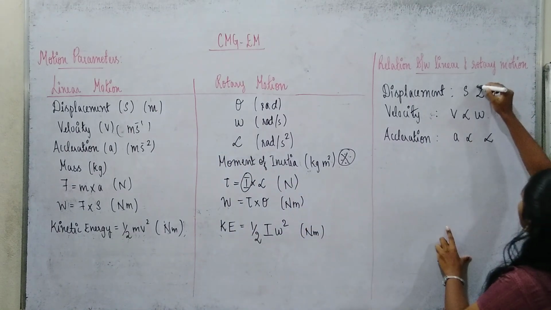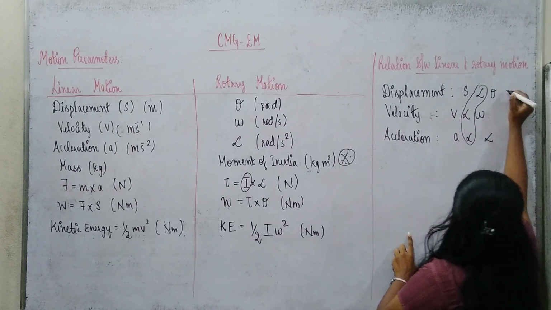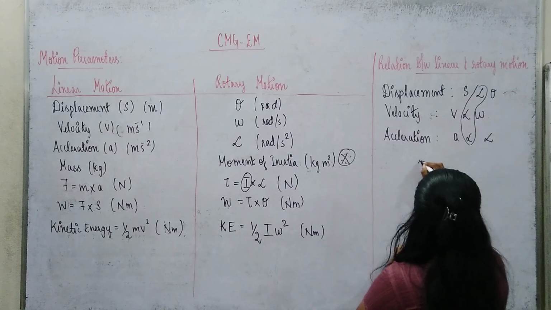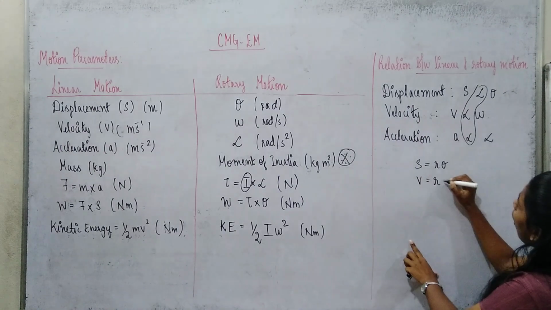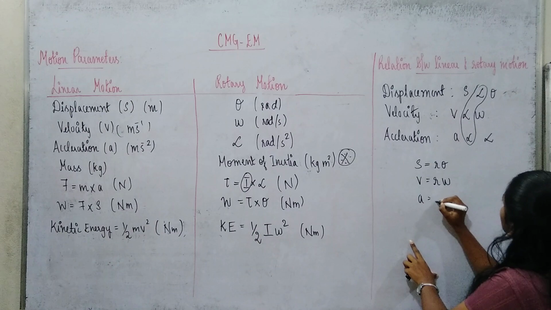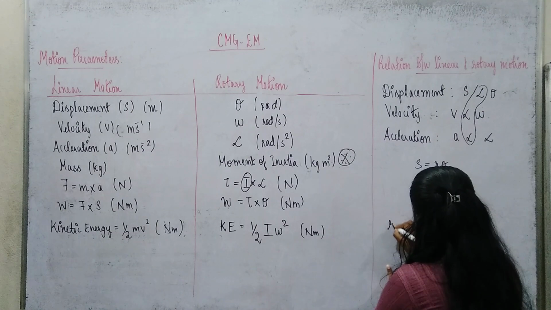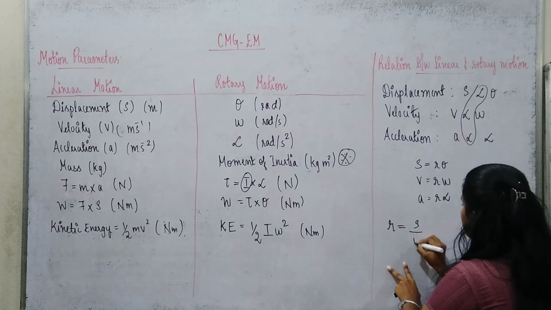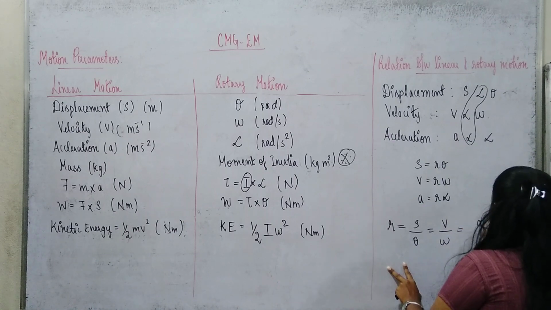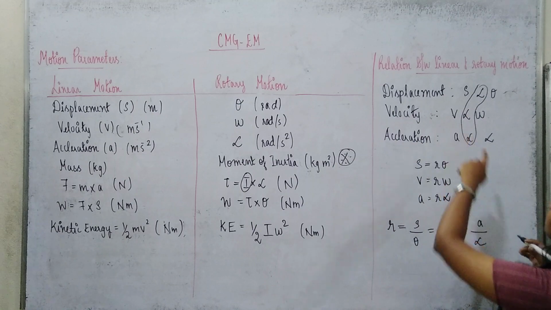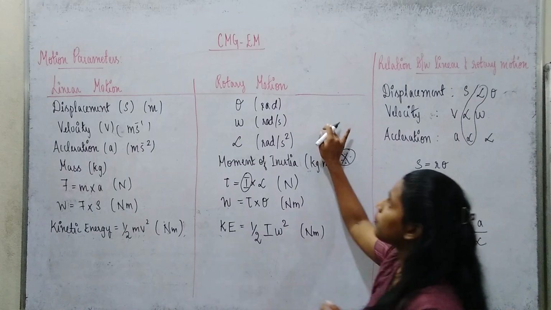So in order to remove this proportionality constant, we'll take the proportionality as R. That is, we can write it as S is equal to R theta, V is equal to R omega, A is equal to R alpha. When we equate all of these together and take R to one side, R will be equal to S by theta, which is equal to V by omega, which is equal to A by alpha. So this is the relation between linear and rotary motion, and these are the linear parameters. This is rotary motion parameters.